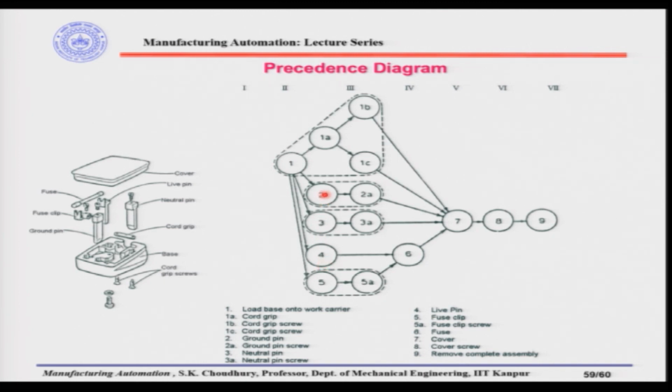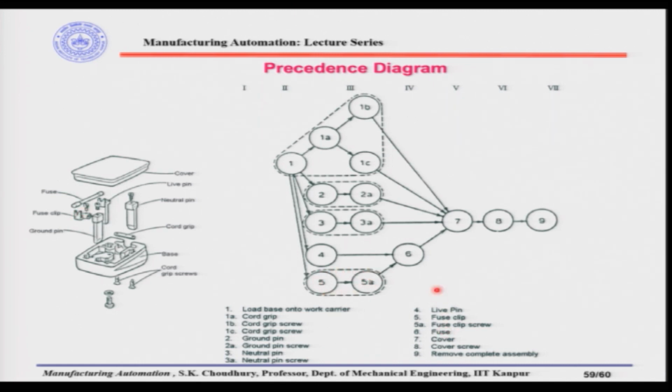All right. 2A is given as a sub assembly, because 2 is the ground pin and 2A is the ground pin screws. For example, this is the ground pin and these are the ground pin screws. So, ground pin and ground pin screws can be made separately as a sub assembly. Similarly, the neutral pin and the neutral pin screw can be made as a sub assembly separately, and then the entire sub assembly can be put here on the base. Now, 5 and 5A: 5 is the fuse clip and these are the fuse clip screws. So, it can also be made as a sub assembly.